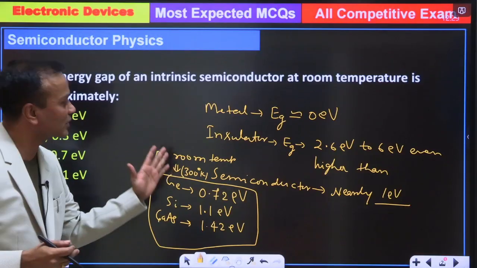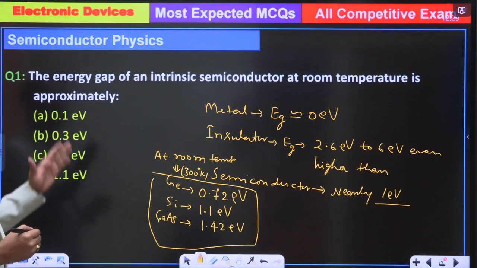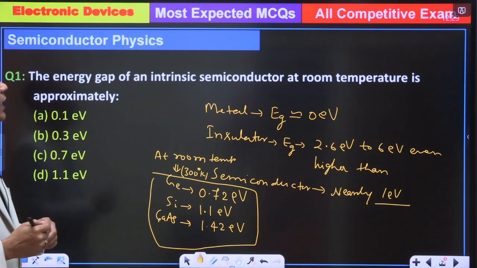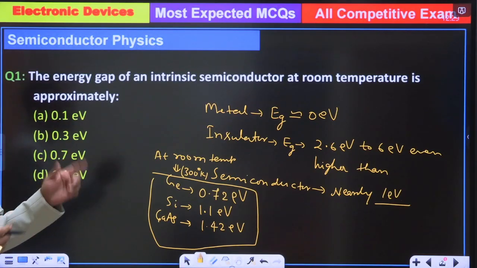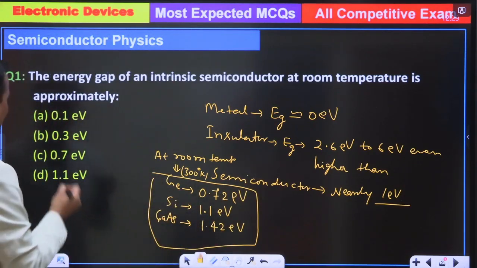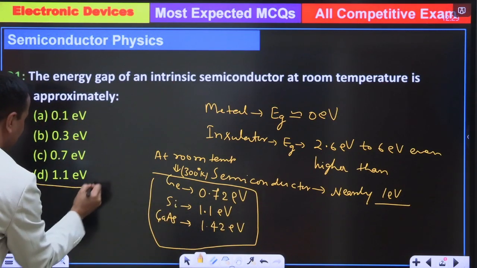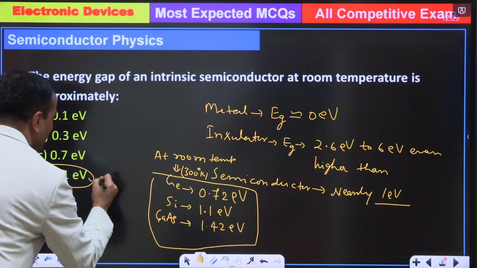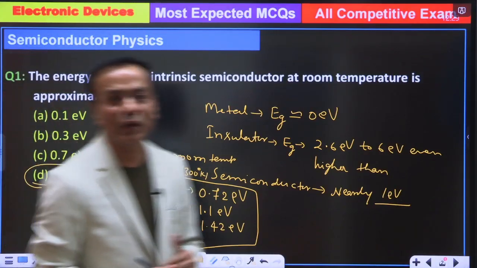So this you must have to remember. For this question, the energy gap for an intrinsic semiconductor at room temperature is nearly about 1 electron volt. So that is matching with option D. So option D is the right answer for this question. Now we'll move to the next question.